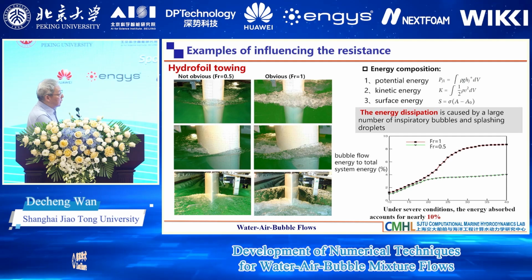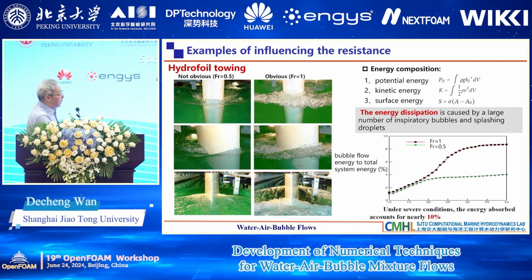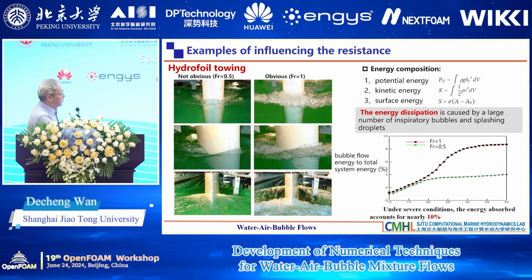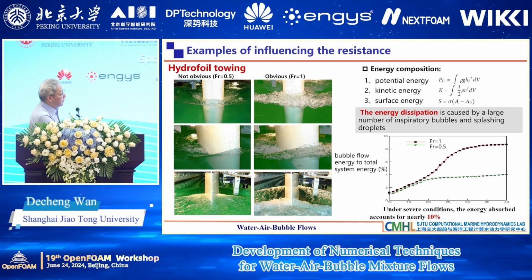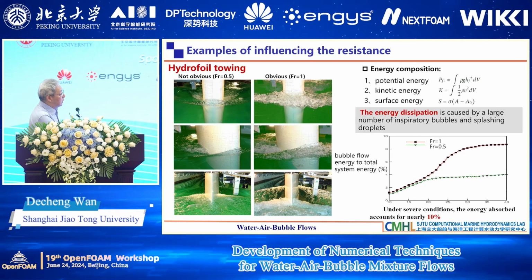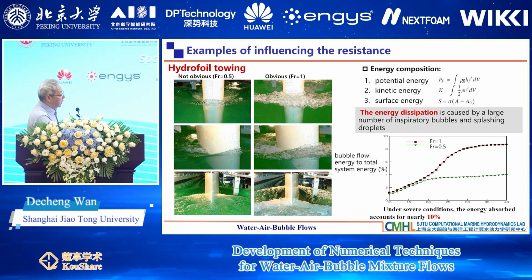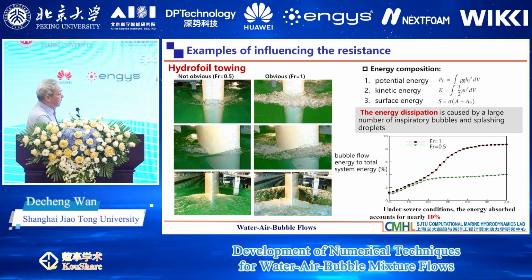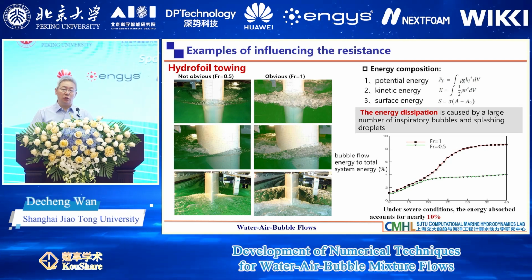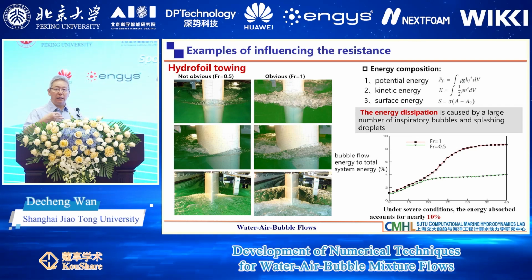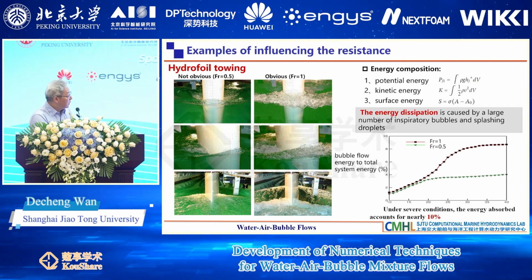So if we calculate the energy of the water, the fluid surface, the bubbles, everything together, you can split it into three components: potential energy, kinetic energy, and surface energy. All this together, you can see that this is bigger than this one. So this means the mixture flow contains a lot of energy.